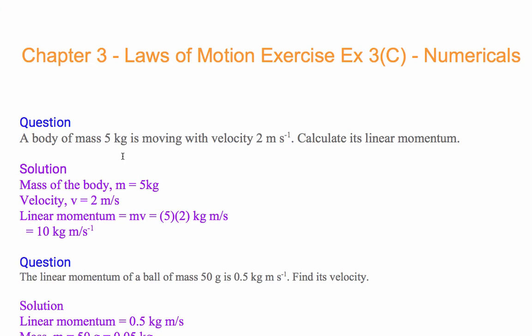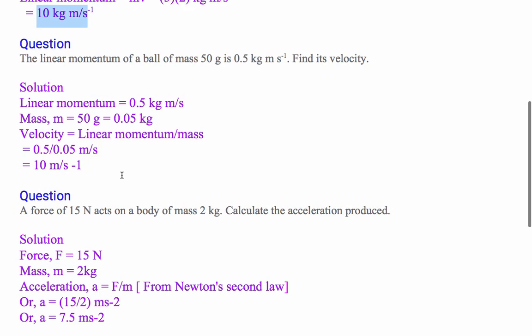The first question is, a body of mass 5 kg is moving with velocity 2 meter per second. Calculate its linear momentum. Now mass is given 5 kg and the velocity is also given to us, 2 meter per second. And we know the formula for linear momentum. How do we define it? Yes, it is defined as the product of mass and velocity. So mass into velocity, which is 5 into 2, that gives us 10 kg meter per second. Fine, students? So this is what it is. First question. Let's move to the next one.